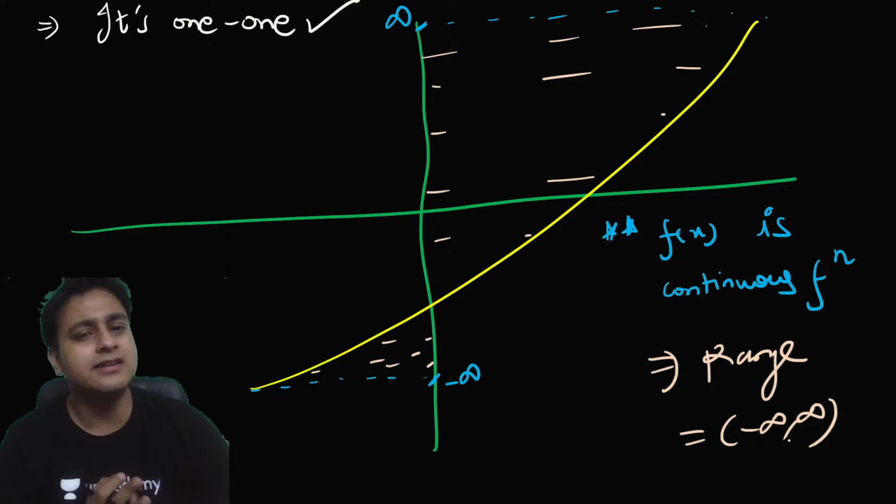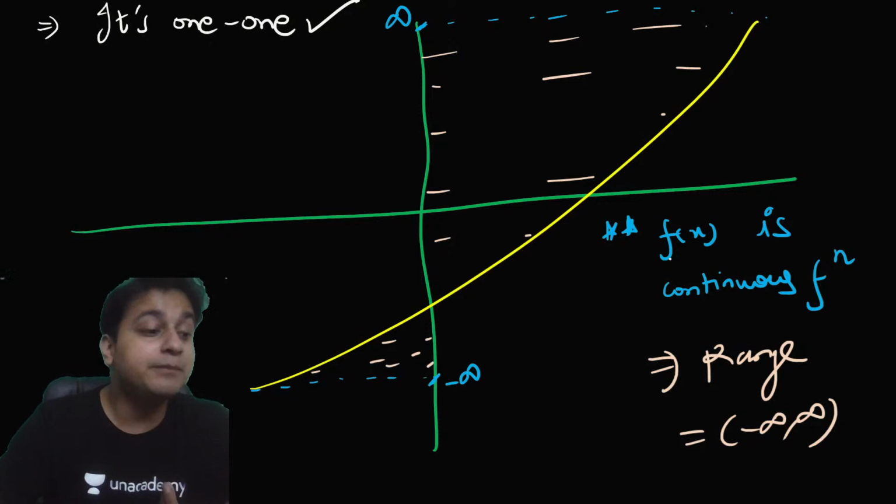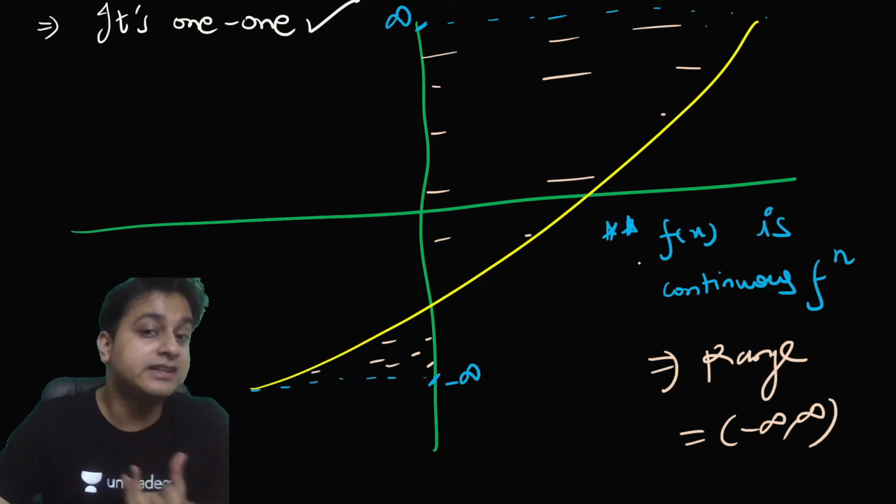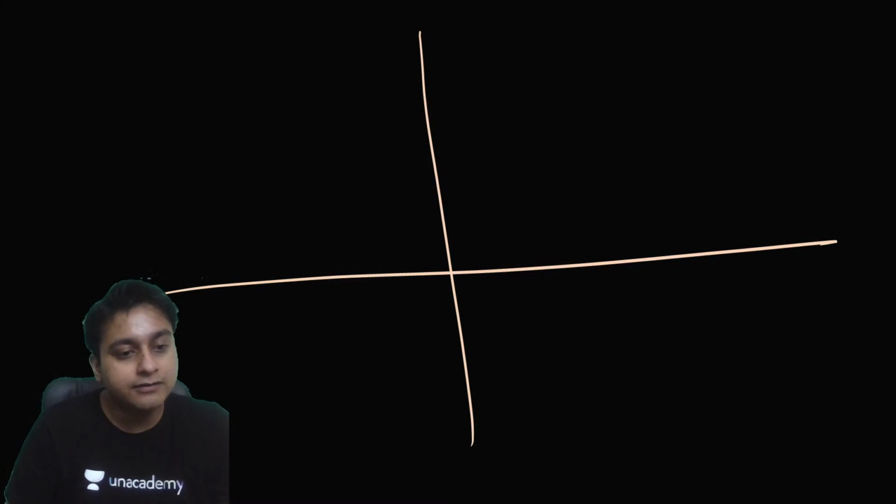Now you might think, sir, maybe give me an example when plus infinity is the maximum value, minus infinity is the least value, but still the range is not that. Let's see a graph like this. Let's suppose the graph came like this. This is going on and on and on till minus infinity here.